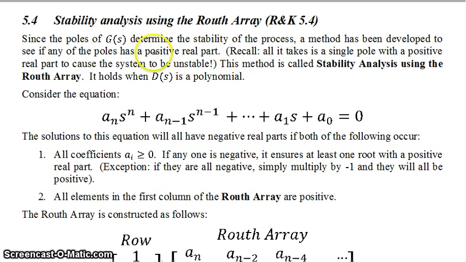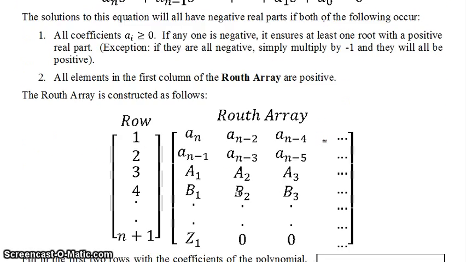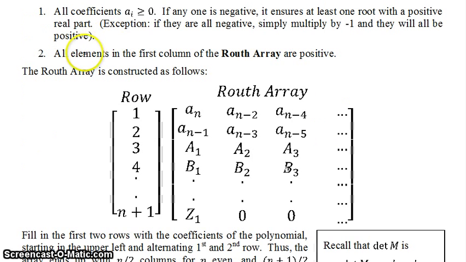On the left-hand side here, what you see is a vector which corresponds to the row number of the Routh array. And then over here on the right side you have the Routh array itself. This may not look like much to you, but let's step through what each of these symbols inside the Routh array means.